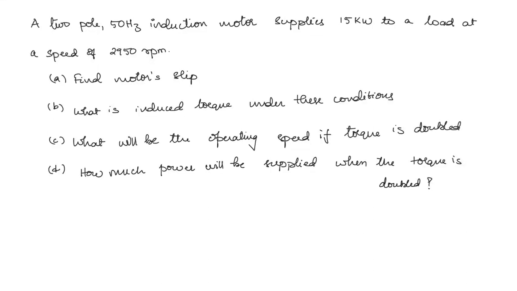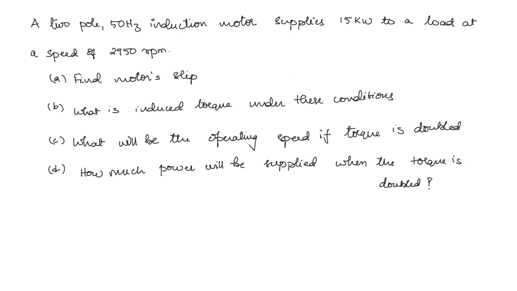Let us now do a few problems. A 2-pole 50 Hz induction motor supplies 15 kilowatts to a load at a speed of 2950 rpm. The first question is, find the motor slip. B, what is the induced torque under these conditions? Next question, what will be the operating speed if the torque is doubled? And finally, how much power will be supplied when the torque is doubled?